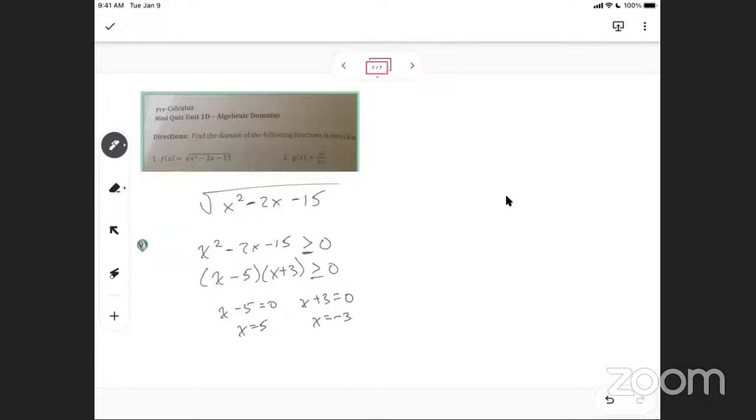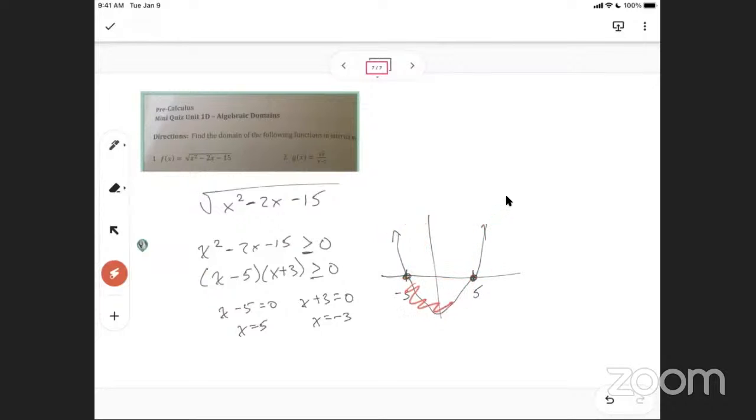Those are my zeros. So in my 2-dimensional graph, I know there's going to be a 0 at 5 and a 0 at -3. And I know this graph is opening which way, up or down? Up. Yep, it's opening up because it's positive. So I actually can just do this. It doesn't matter where the vertex is. None of that matters. All I want to know is where is that graph positive and where is it not positive?